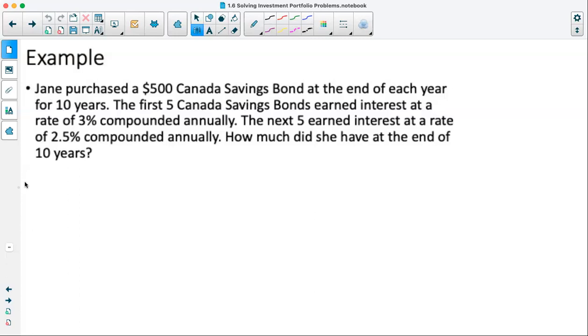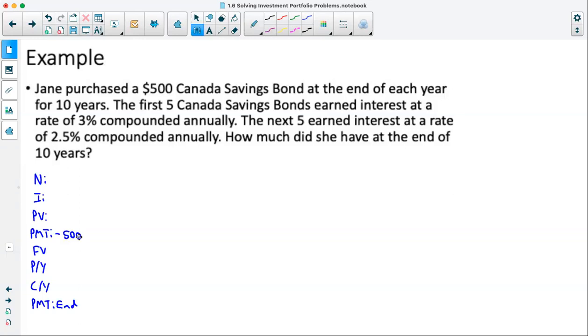So once again, we'll start out by writing out what exactly goes into our TVM solver. So we have N, I, PV, PMT, FV, P/Y, C/Y, and PMT is going to be at end. Okay, so Jane purchases a $500 Canada Savings Bond. So therefore, payments are going to be negative 500.